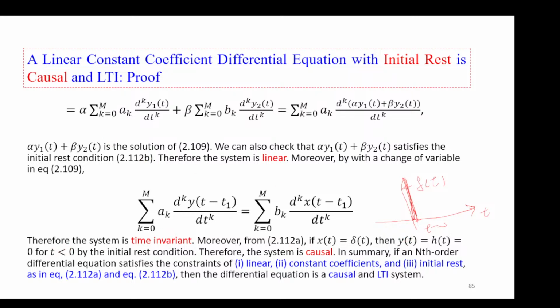Because if you know it's LTI, then you just calculate the impulse response h(t). You put the input as delta(t), and then the output will be something. But we know that the system is initial rest, right? So you put delta(t) inside, then the response must start at t equals 0. And the response starting at t equals 0 means that the response is 0 for t less than 0.